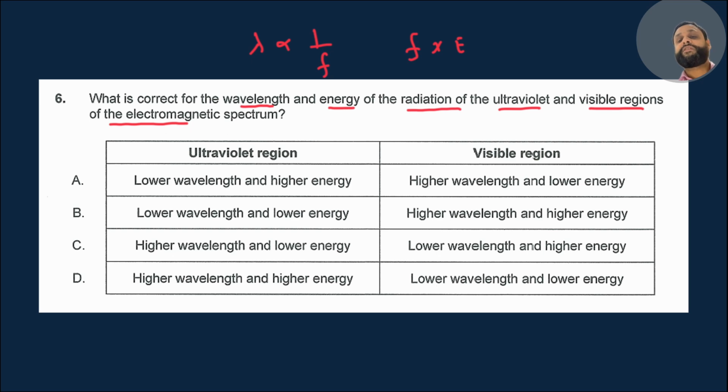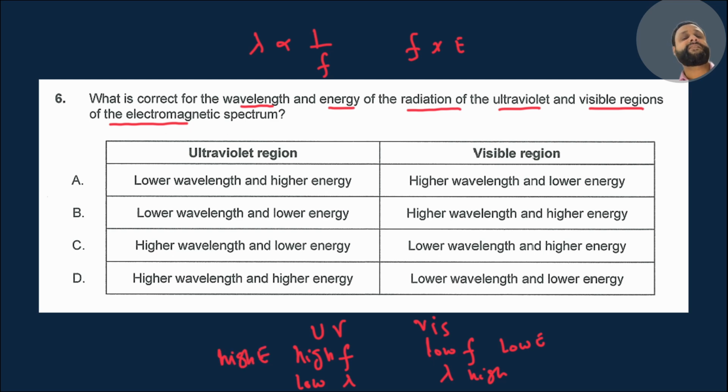So UV radiations have high energy and high frequency as compared to visible. So UV will have high frequency as compared to visible, and visible will have low frequency. So visible will have high lambda and UV will have low lambda, low wavelength. And visible will have low energy and UV will have high energy.